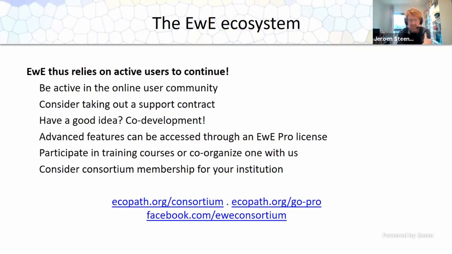Do you have a good idea? Do you have something nice that Ecopath cannot do and you need it? Well, consider co-development. As Vili said, advanced features can be accessed through a pro license, like the Spatial Temporal Framework. There's another plugin, the Ecospace plugin, that's also part of this. And a pro license comes also with support. So that's a way that institutes can contribute. If you have a project that relies on Ecopath, put a license in, it helps. It is on a whole project budget, it is not that crazy, and it helps us a ton.